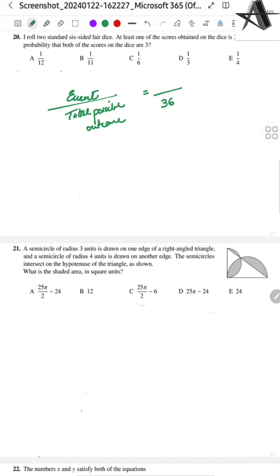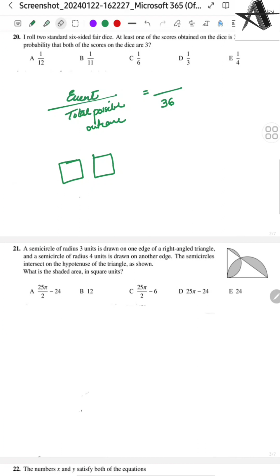At least one of the scores obtained on the dice is 3. What is the probability that both the scores on the dice are 3? Now see, there is a condition given here. We can't use just 36. The 36 will help us know how many possible outcomes there will be, but we have a condition. It says at least one of the dice will have 3. There will be a 3 either on this one or on this one.